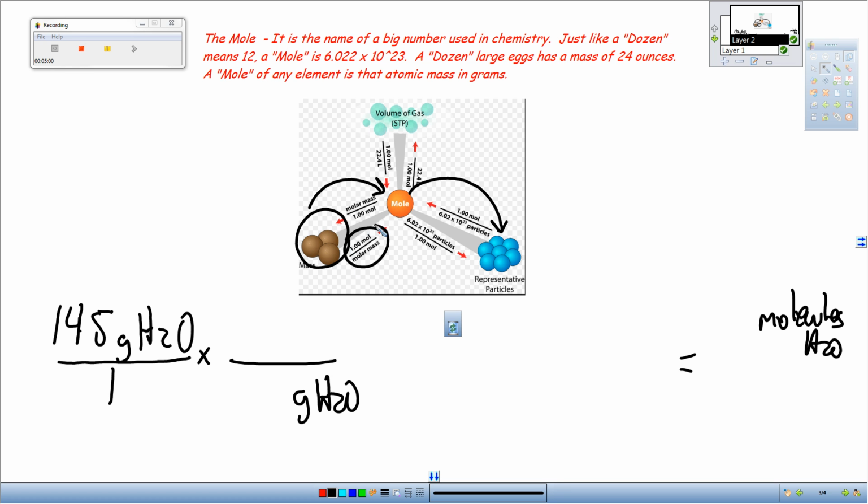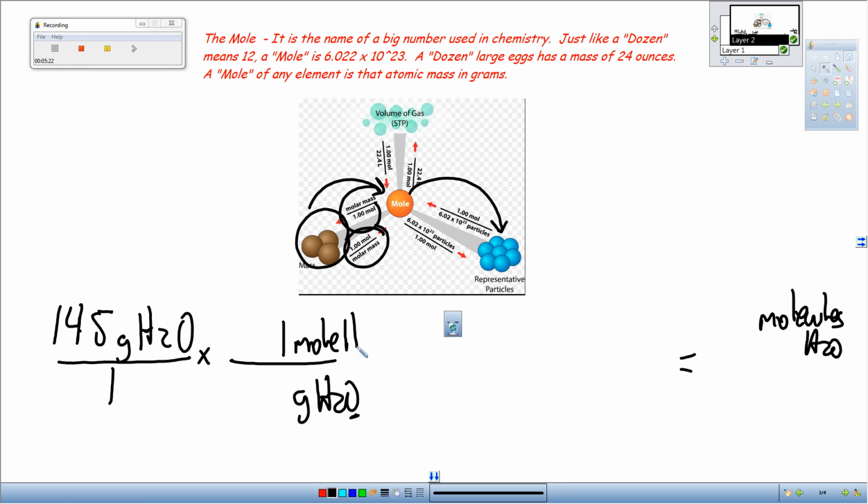Now, it turns out there's the molar mass. I find it on the periodic table. Hydrogen is about 1 gram for every 1 mole. Oxygen right here is about 16 grams for every 1 mole. If I take 2 hydrogens, which is 2 grams, and that oxygen, which is 16 grams, I get about 18.01 grams for every mole. But before I put in numbers, I'm just going to put in the units.